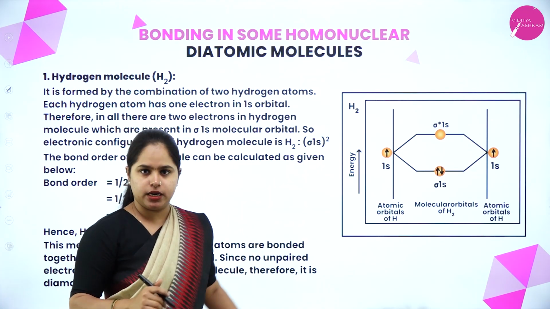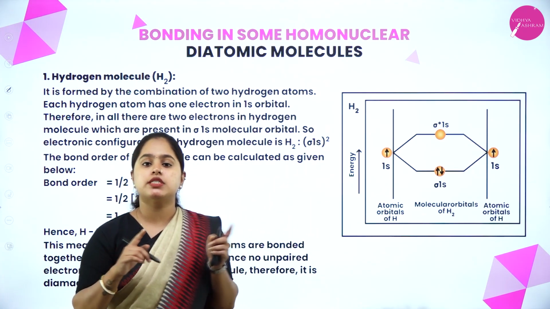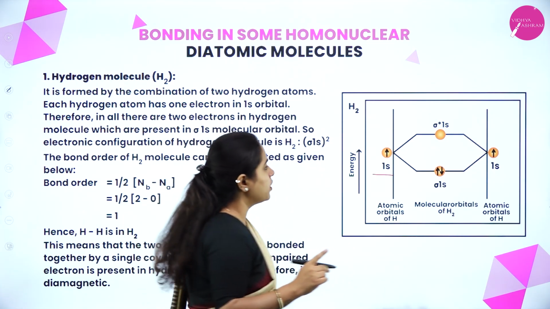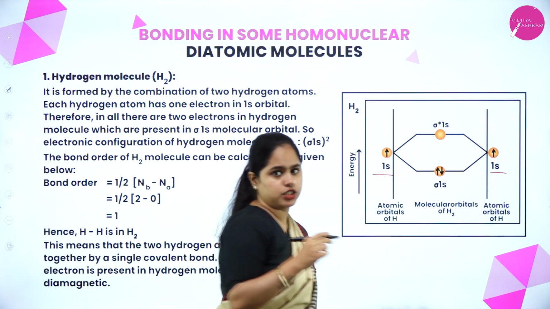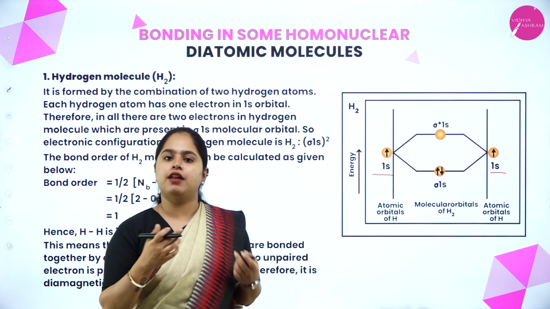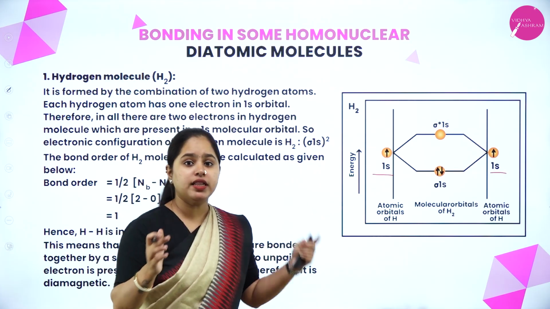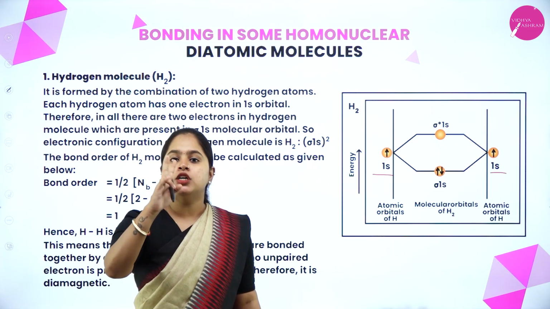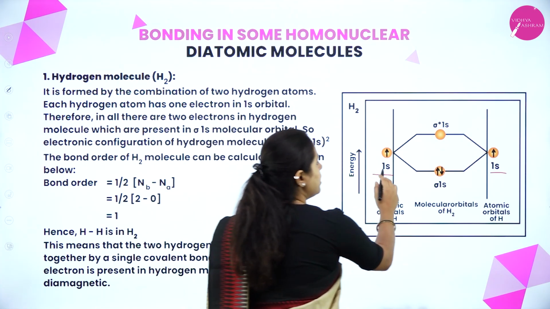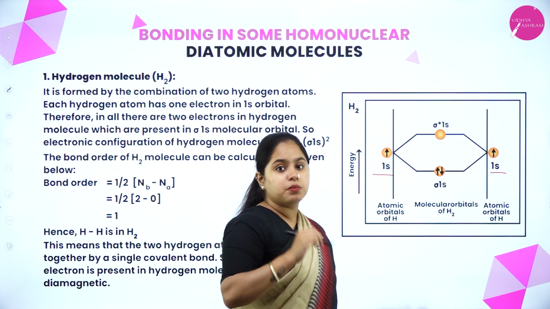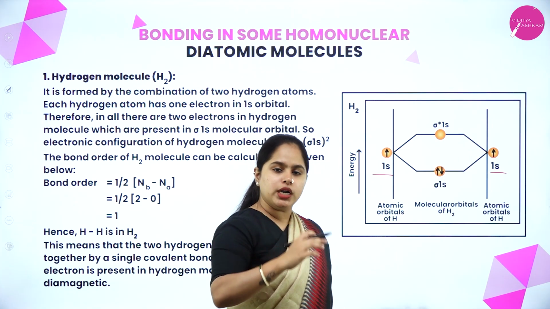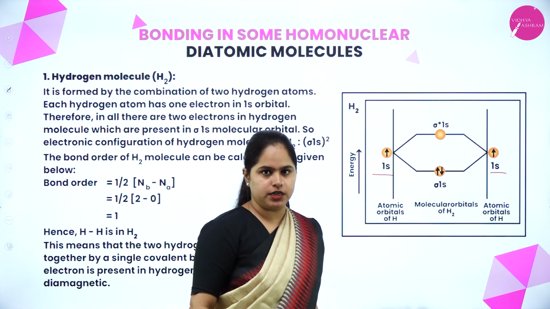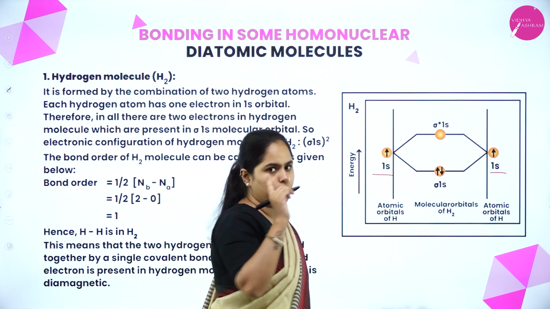From the diagram you can see 2 hydrogen atoms combine and form a hydrogen molecule. This is the 1s orbital of one hydrogen atom. This is the 1s orbital of another hydrogen atom. Now they combine and form the molecule. We know that when 2 atomic orbitals combine, 2 molecular orbitals will be formed. So this 1s and 1s combine and form sigma 1s and sigma star 1s, right? Bonding molecular orbital and antibonding molecular orbital. So this is sigma 1s and sigma star 1s. We know that in this hydrogen atom, 1 electron is present.